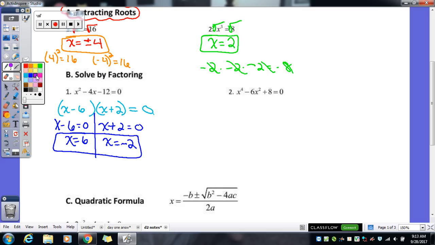So let's take a look at our number 2. So again, we're going to factor. So I'm going to set up my two sets of parentheses. Instead of x and x this time, what will we have? Yep, so x squared and x squared. What multiplies to give us 8? 2 and 4. What are our signs going to be? Both negative.